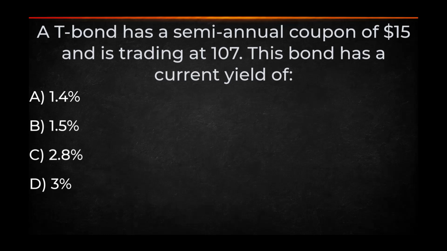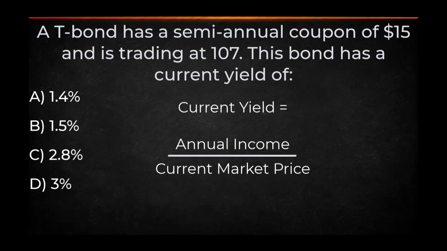Okay, down to our last question. A T-bond has a semi-annual coupon of $15 and is trading at 107. This bond has a current yield of... Okay, so we're going to need to calculate our current yield, and that is a formula that I told you to memorize. It is annual income divided by current market price. Okay, so let's first find our annual income.